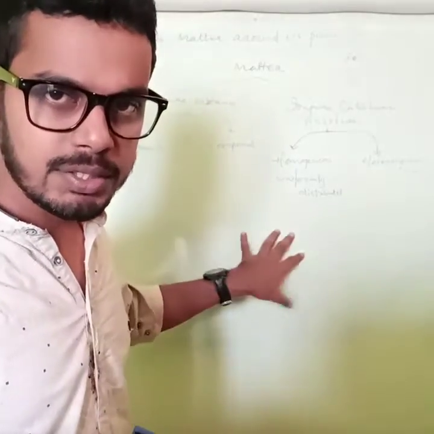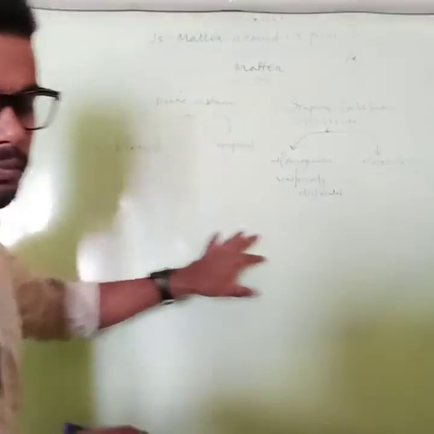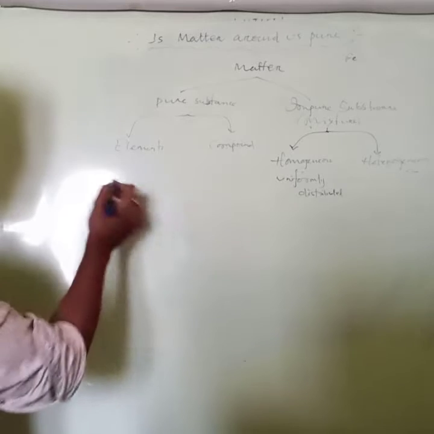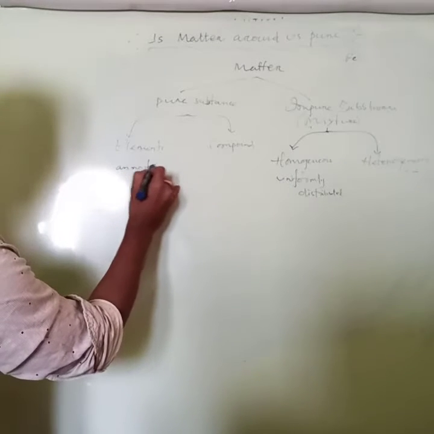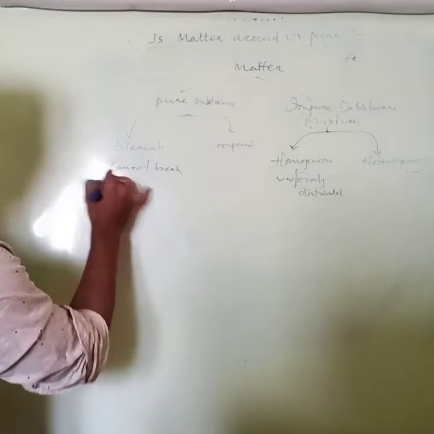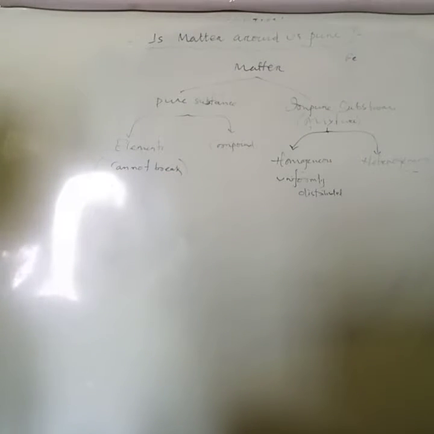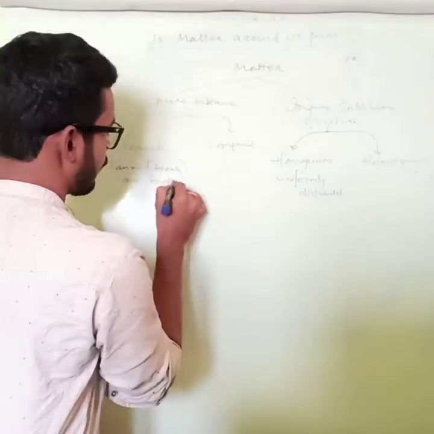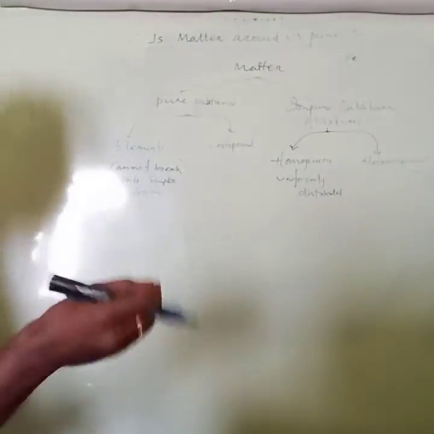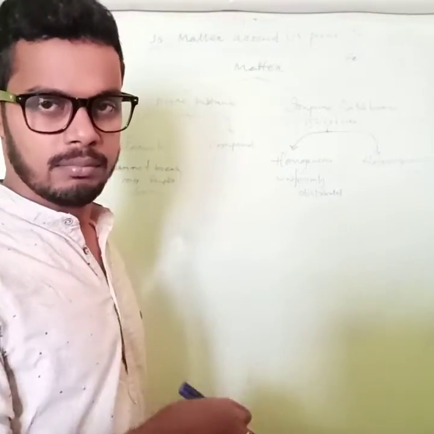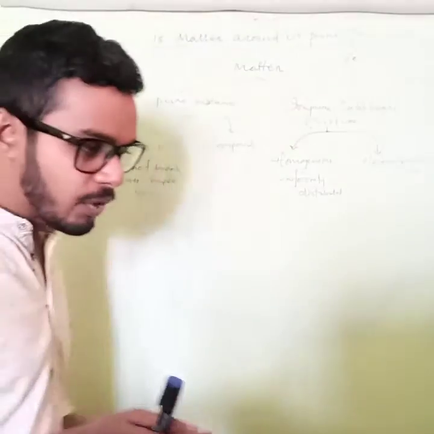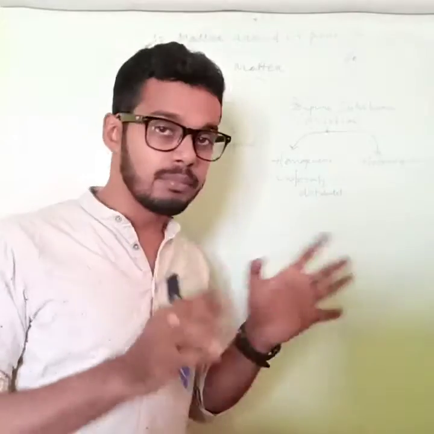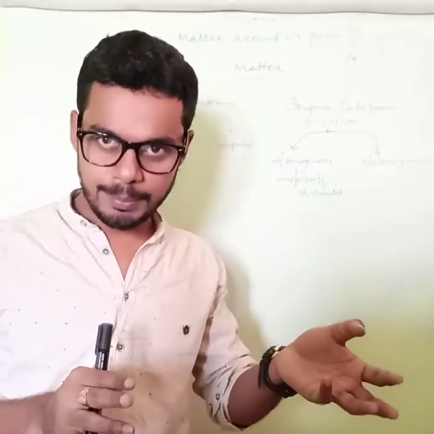Till here it is clear? Now you can write what elements are. These are the simplest form, which you cannot break into a simpler form. The element itself is the simplest form. If you cut iron, you will get iron only. But whenever you cut a mixture, you may get something different.